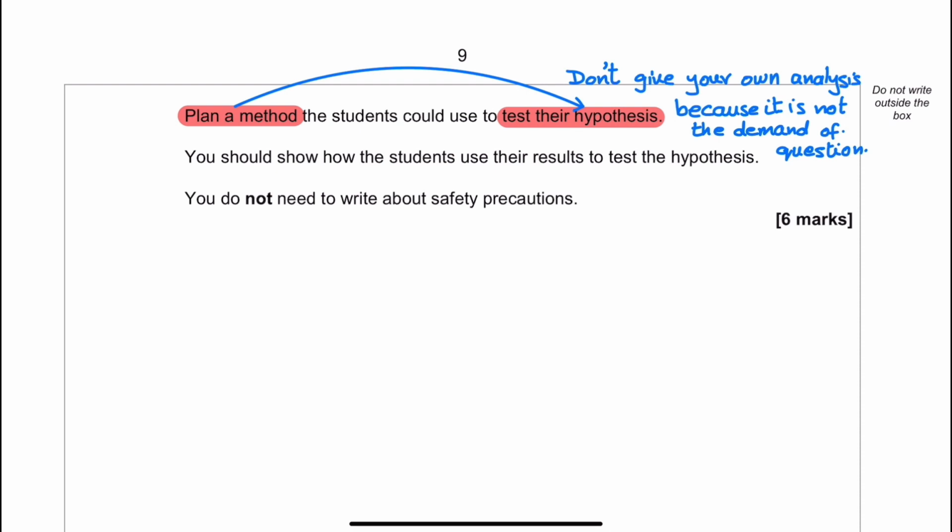In this question, you don't need to give your own analysis because it is not the demand of the question. The student needs to plan a method. The student doesn't need to make the other evaluations. You should show how the student used these results to test the hypothesis. You do not need to write about the safety precautions. We just need to mention the important steps to make the plan to test the hypothesis. Let's see the model answer.